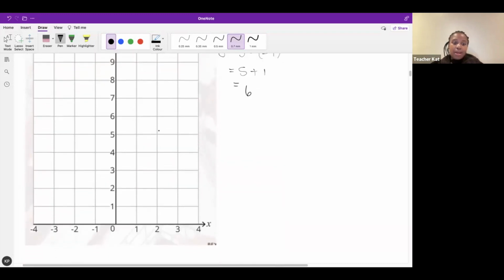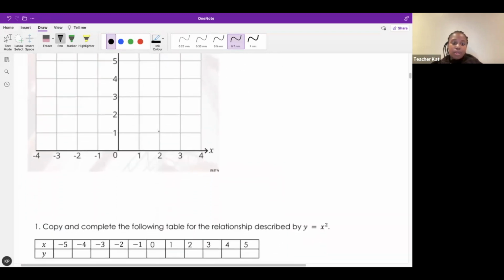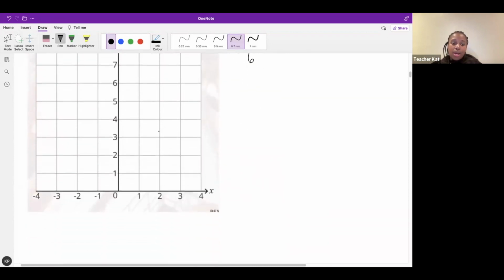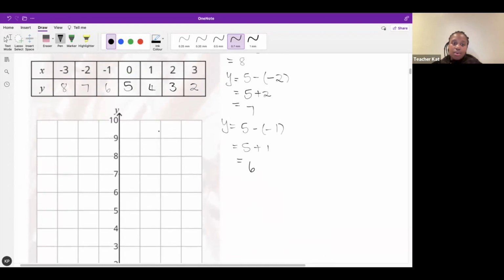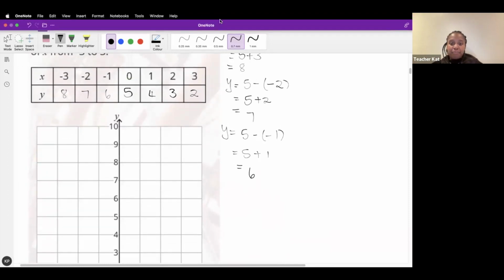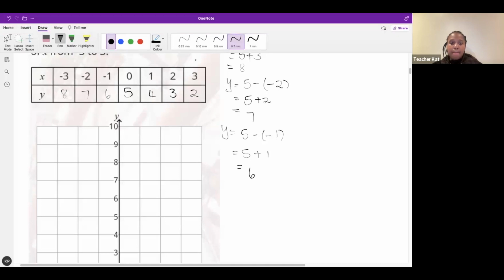Okay, now my Cartesian plane does not have a bottom part. Does anybody know why? Look at my numbers and tell me why I didn't bother to write the bottom part of my y-axis. What do you guys think? Why are we only using the top? There we go. There are no negative y values.